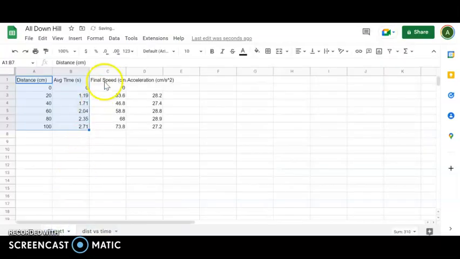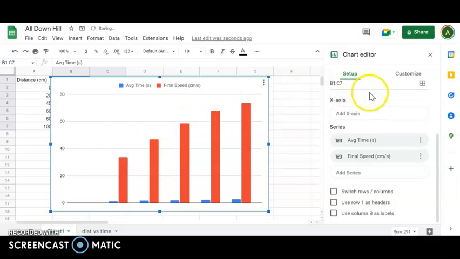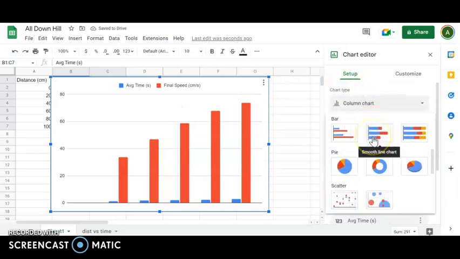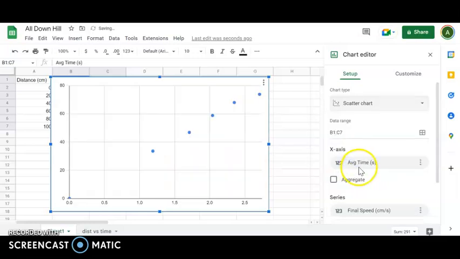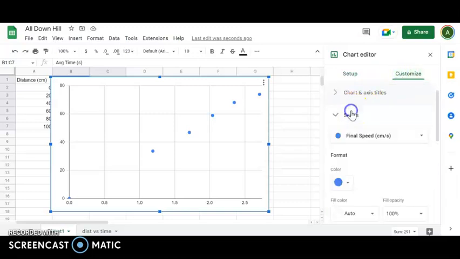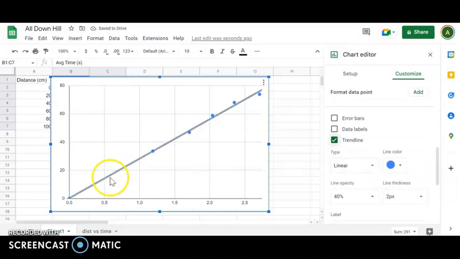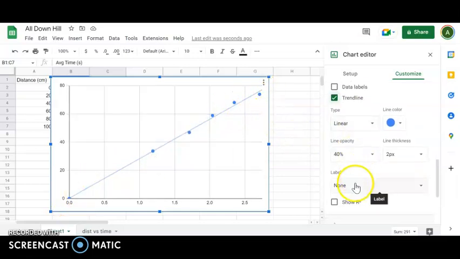And now let's make our final speed versus average time and see what the relationship is there. Once again, we have a bar graph. I don't want a bar graph. I want a scatter plot. And okay, this time they put time on the x-axis and final speed in the series. That's what I want. To customize this trend line, and if you take a look at the dots, you say to yourself, hey, the linear line does a good job of approximating those dots. So we'll leave that as linear.